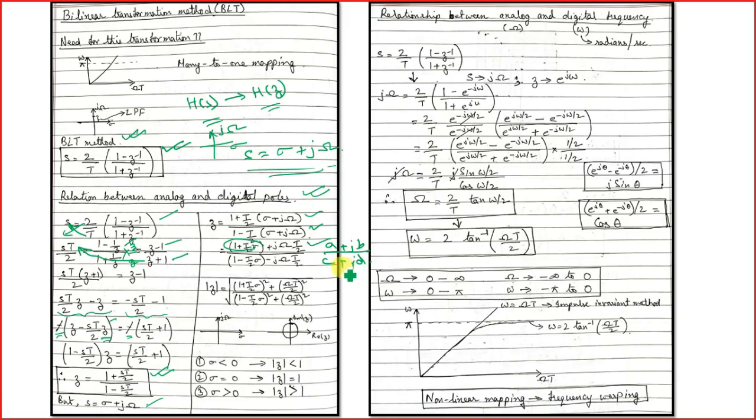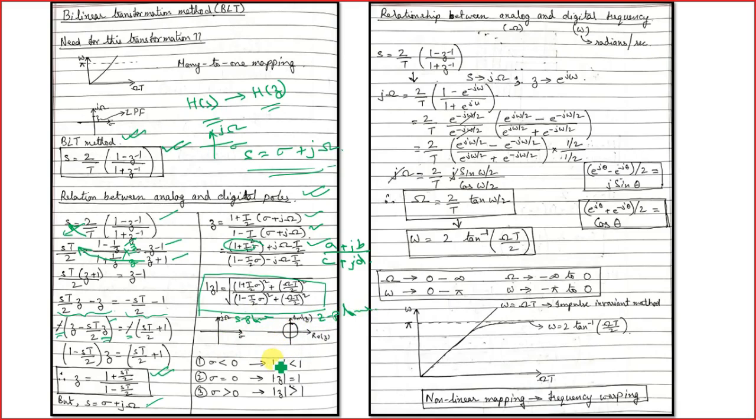in this form. Okay. So if you want to get the modulus of this one, the modulus of this one is under root of (1 plus T by 2 sigma) whole square plus (omega T by 2) whole square divided by (1 minus T by 2 sigma) whole square plus (omega T by 2) whole square. So we get this equation of the modulus of z. Okay. Now let us compare the s-plane. This one is the s-plane and the second one is the z-plane.